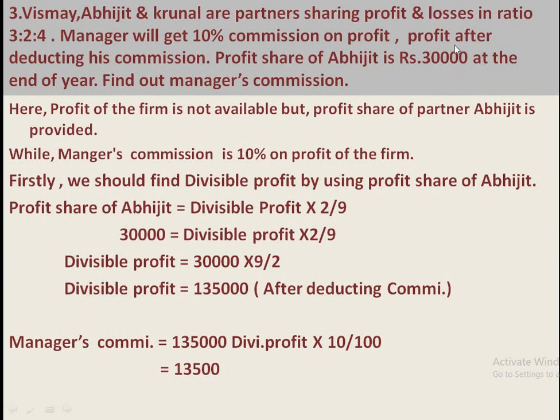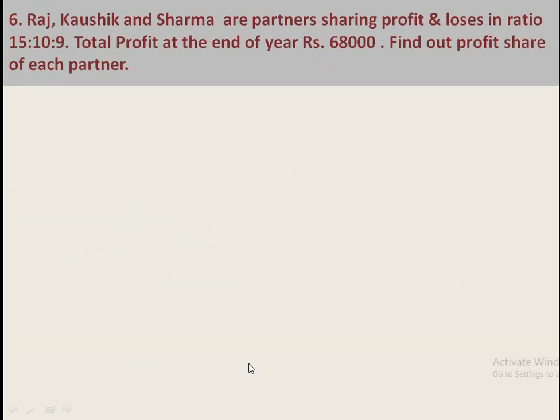Let me repeat some focusing points here. A specific partner's profit share was available. By using that profit share of Abhijit, we got the divisible profit. Why? Because we were looking to find the firm's profit. This is the firm's total profit, but this is divisible profit, and it is always after commission. So we got the manager's commission directly. Okay, let me check the next one.